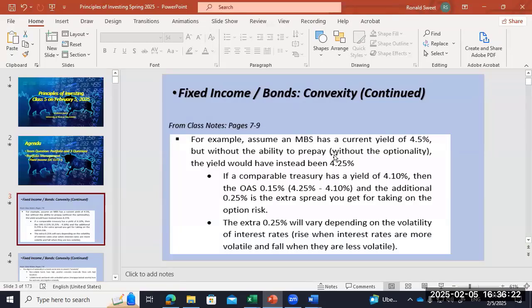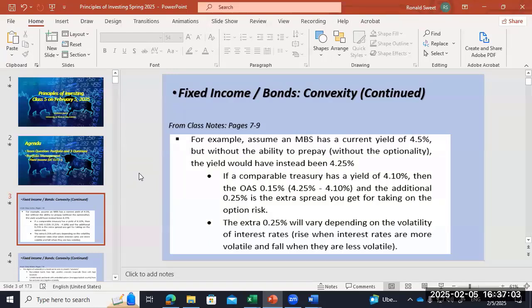So this 425, we know the 4.5 with no problem. We can look that up. We know the 410 with no problem. The 425 is the model part. What would this bond's yield be if we didn't give them the option? That's very theoretical. We have to just guess what that is. Or their model might calculate the 25. So how much, given how volatile interest rates are, should that option premium be? And once we figure that out, then the rest goes here. But either way, the definitions out there are pretty unenlightening.